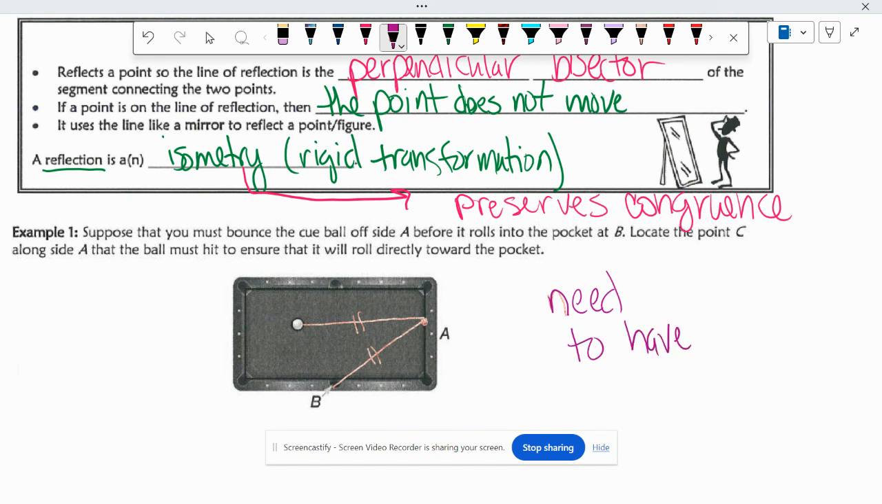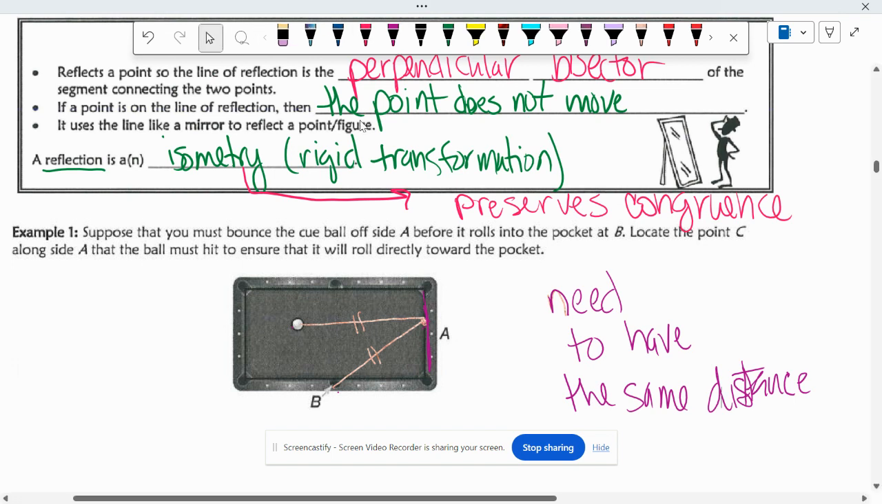So they need to have the same distance. That's what we're looking for. That's what reflection means. So this would be reflected off of this line right here and bounces into that pocket B. We're looking for the same distance. Okay. All right. Let's go on to the next one.